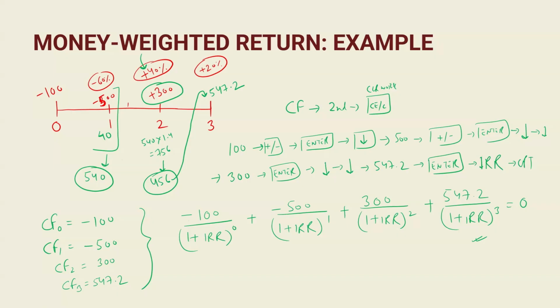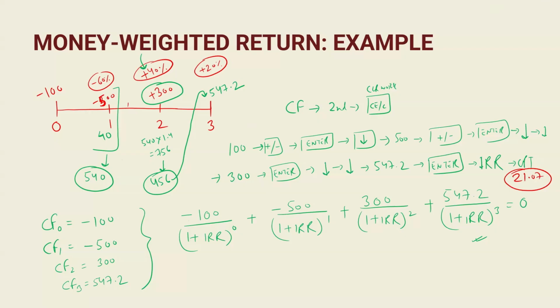How much are you getting? Karthik is getting 21.07. Is everyone getting this 21.07? Okay, so two of you are at least getting it. So this is the correct answer. 21.07 is your money weighted return.